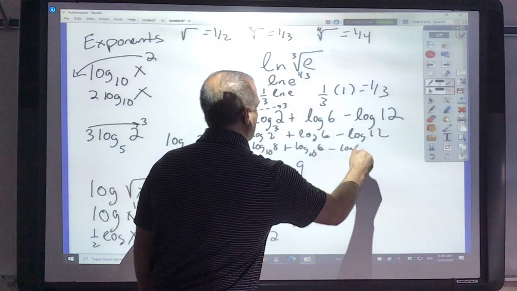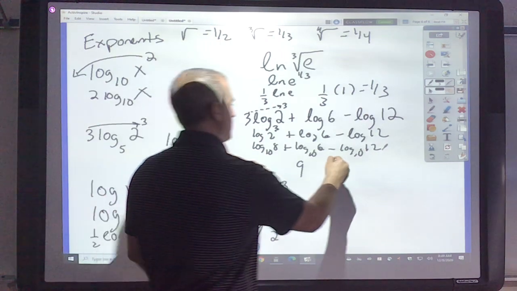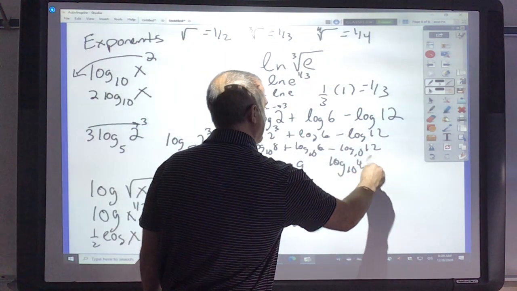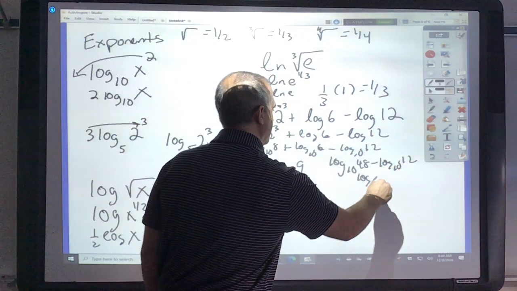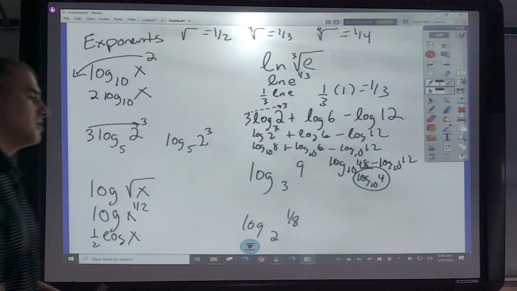Now I'm doing a problem like I did before. I can do multiplication, so that'd be log of 48 minus log of 12. Now I'm doing division. 48 divided by 12 would be 4. So there's some simplification.